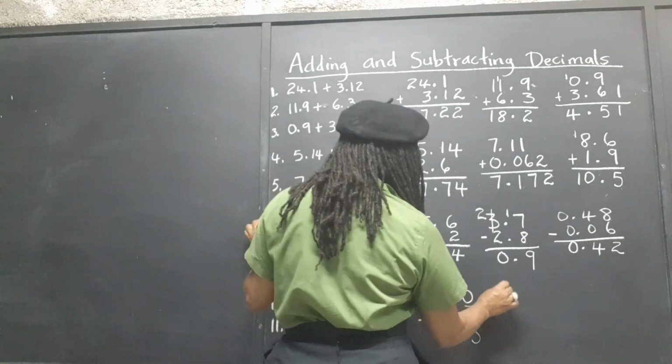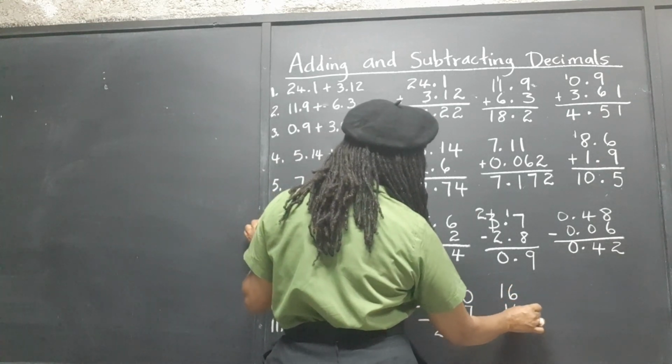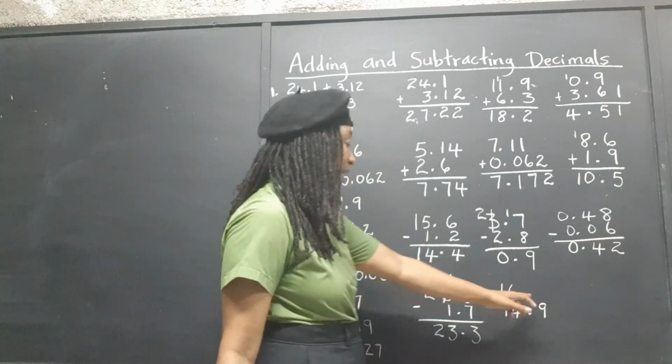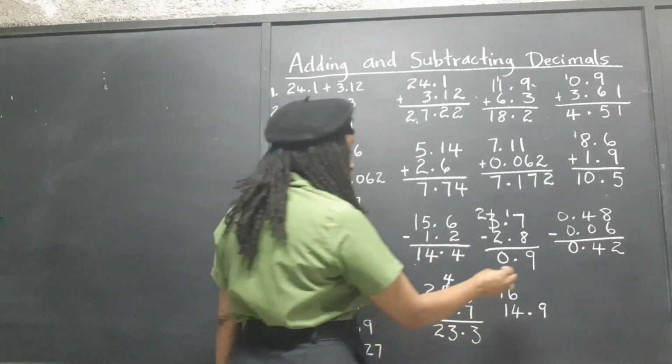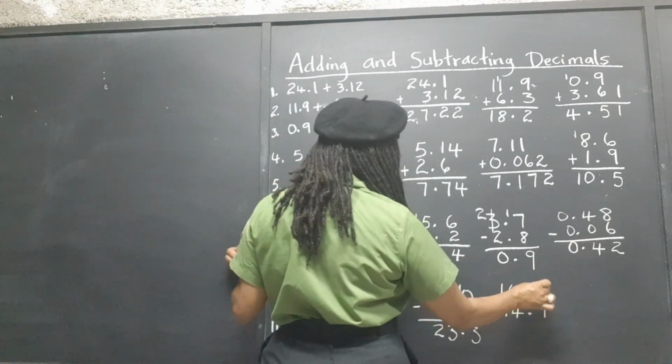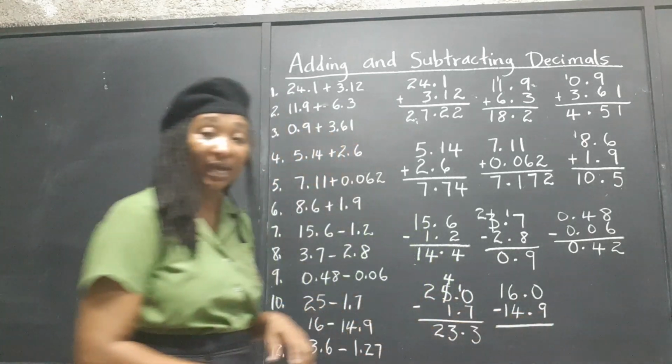Again, we're taking 14.9 from a whole number. Whenever you're subtracting a decimal from a whole number, you need to fill in the placeholder in the decimal. So, in the whole number. So, put your point and fill in a 0. Then you can go ahead and subtract.